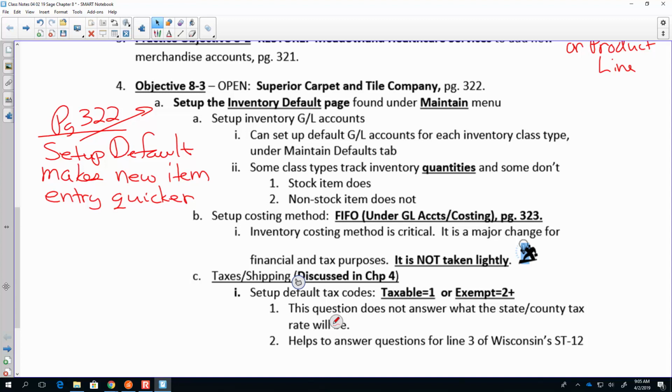Again, I'm thinking of a hardware store, so many parts, so many pieces, right? So if I can save some time, do that in this default section. So it talks about the different things that are found in this default section, specifically this default GL accounts. And then it talks about what quantities or when quantities are tracked. And there are types. Just like with our GL accounts that are typed, inventory is also typed.